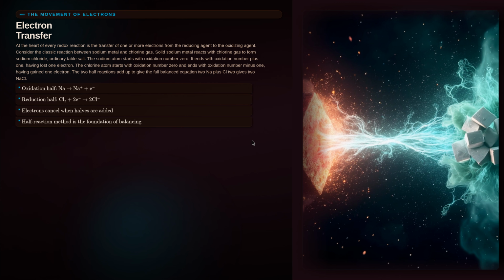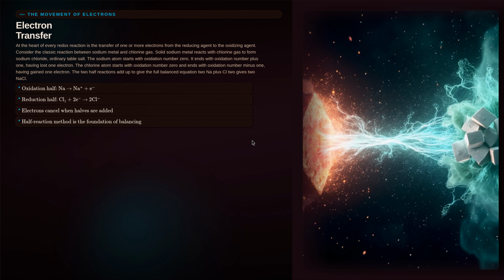At the heart of every redox reaction is the transfer of one or more electrons from the reducing agent to the oxidizing agent. Consider the classic reaction between sodium metal and chlorine gas. Solid sodium metal reacts with chlorine gas to form sodium chloride, ordinary table salt. The sodium atom starts with oxidation number 0 because it is in its elemental form. It ends with oxidation number +1 because it has lost one electron to become the sodium ion in the salt.